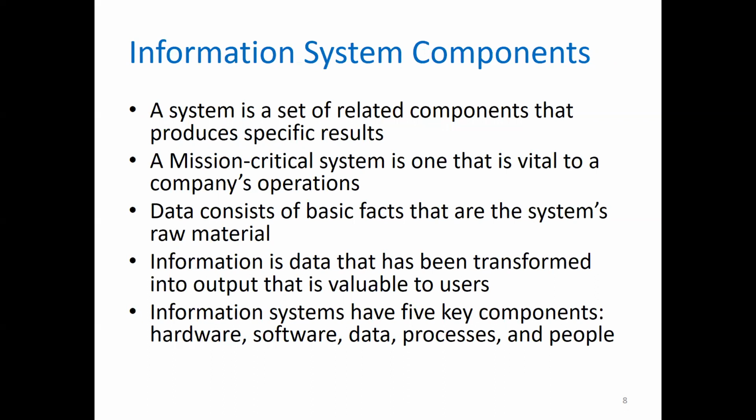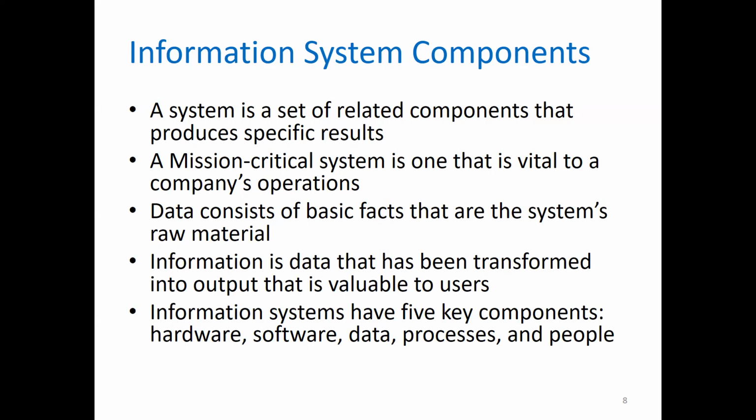Information system components. A system is a set of related components that produces specific results. A mission-critical system is one that is vital to a company's operations. Data consists of basic facts that are the system's raw material. Information is data that has been transformed into output that is valuable to users. Information systems have 5 key components: hardware, software, data, processes, and people.